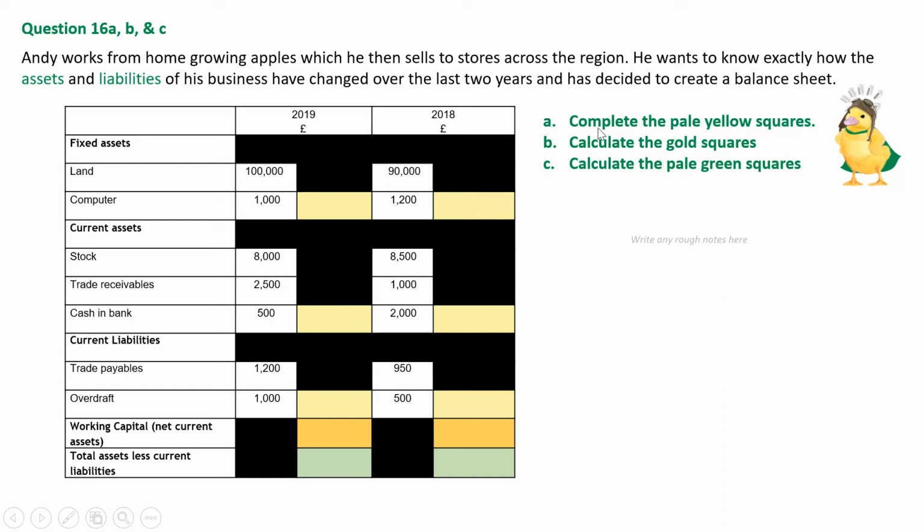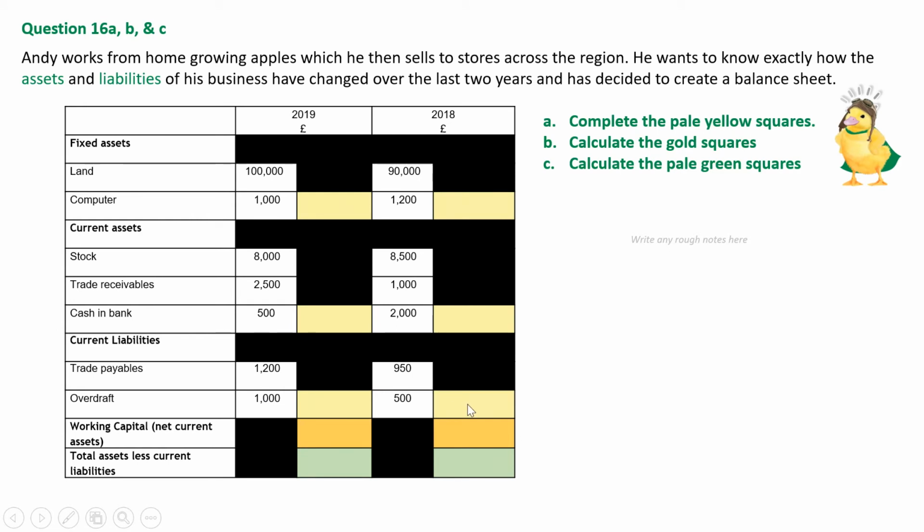So your first 3 jobs. A, complete the pale yellow squares. If you look at the pale yellow squares, you've got your first line, which is fixed assets. So you've got, in 2019, land worth 100,000, a computer worth 1,000. So on that, you need to add it up. You do the same for 2018. For current assets, pale yellow line, you need to do the same, you add them up. Then on the last pale yellow line, you've got current liabilities. Guess what? Pale yellow is all about adding them up.